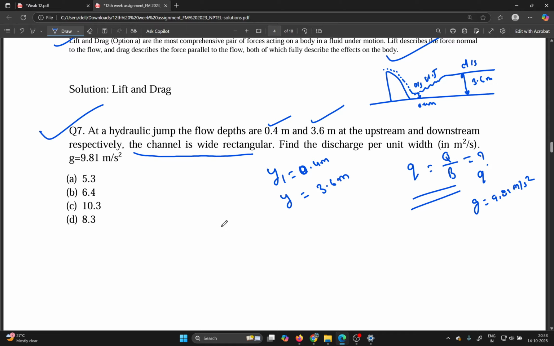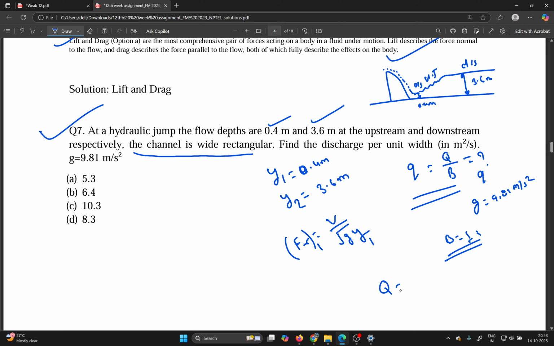Per unit width means the B value is already unit, so you can assume it as 1. Now you can calculate very easily. You know the Froude number is nothing but V by root of G into Y. Let us suppose I am calculating at the place of Y1.